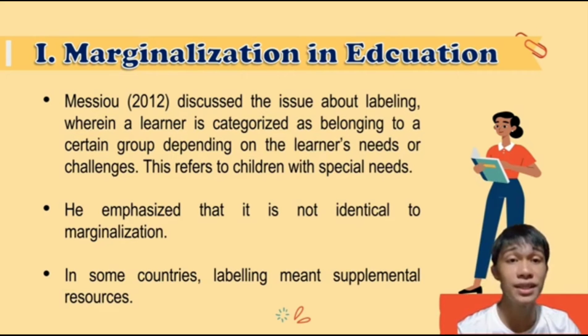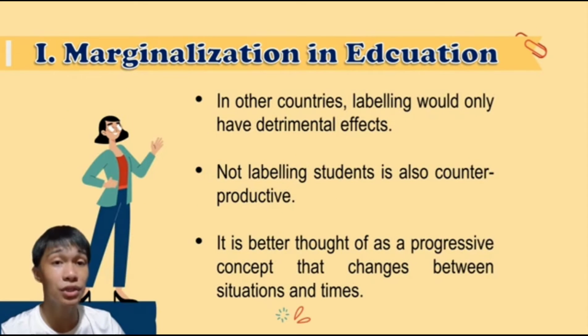Because in some countries, labeling students as children with special needs meant supplemental resources, which is basically a good thing because it means that the learners will receive education that are tailored to them. In some countries, however, labeling would only have detrimental effects, which means it is a bad thing because it can become cause for bullying and discrimination for students.